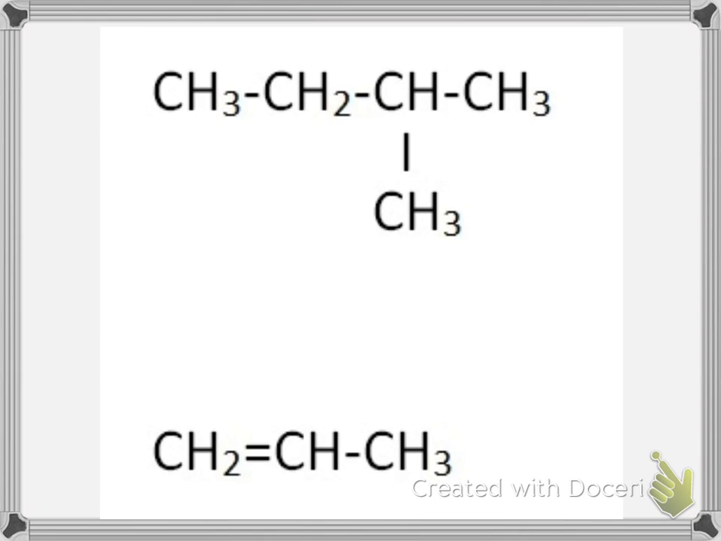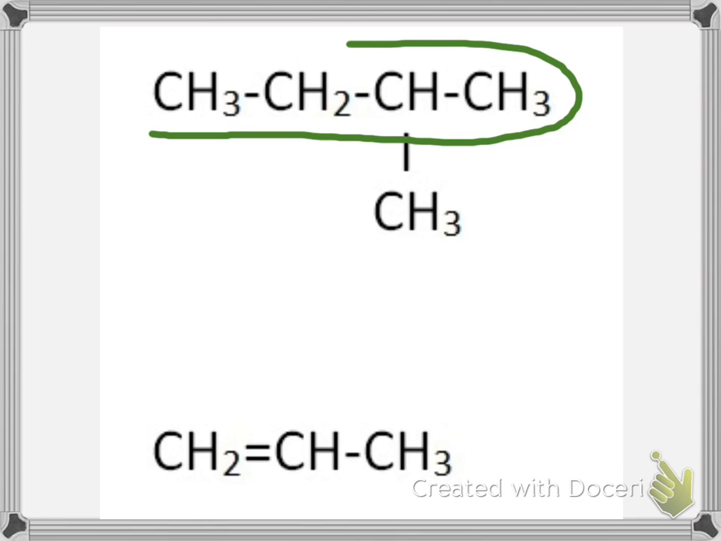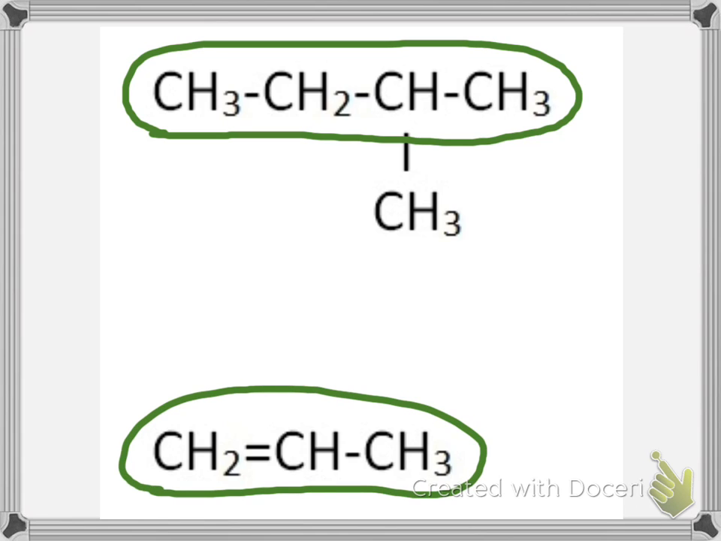There are three main steps when naming a branched hydrocarbon. Number one, we're going to select the longest continuous chain for each compound. In this case, this is the only chain that we have. Number two, we're going to number the chain from right to left or left to right. For alkanes, we're going to start on the side closest to the first branch. So this branch is closest to the right side, so we're going to start numbering from right to left.